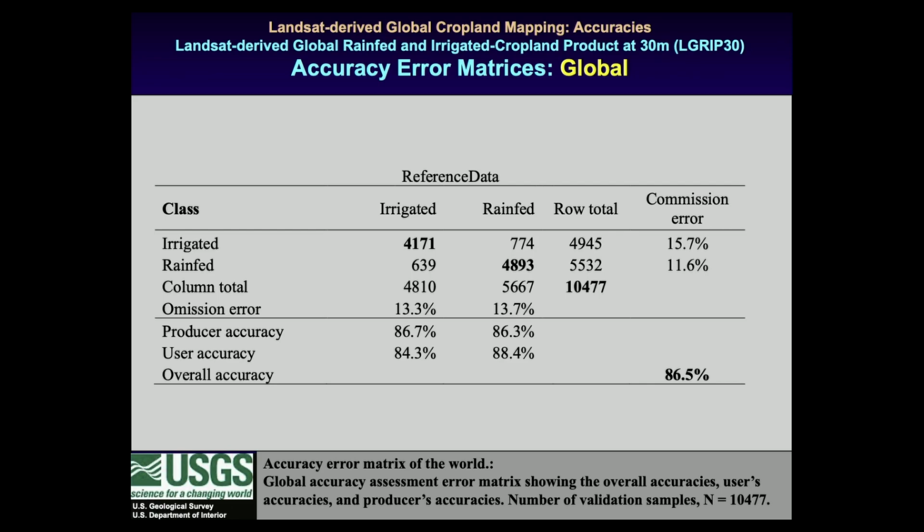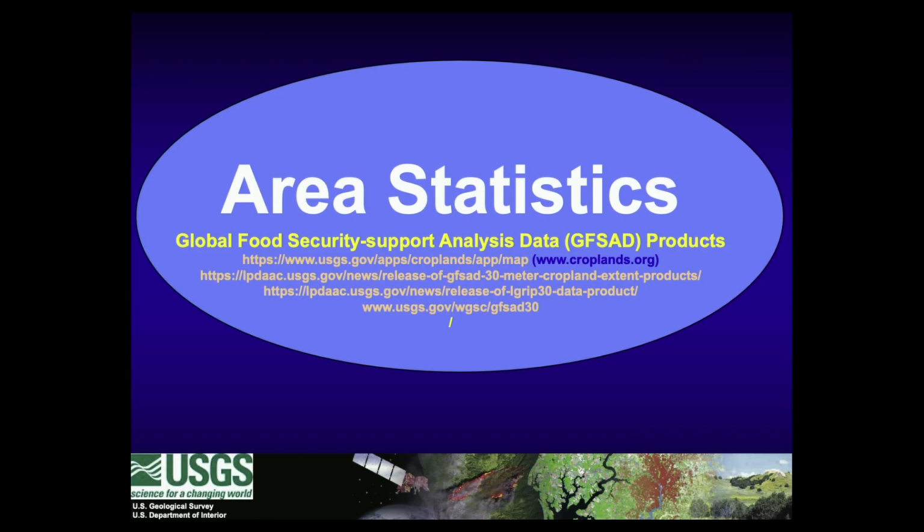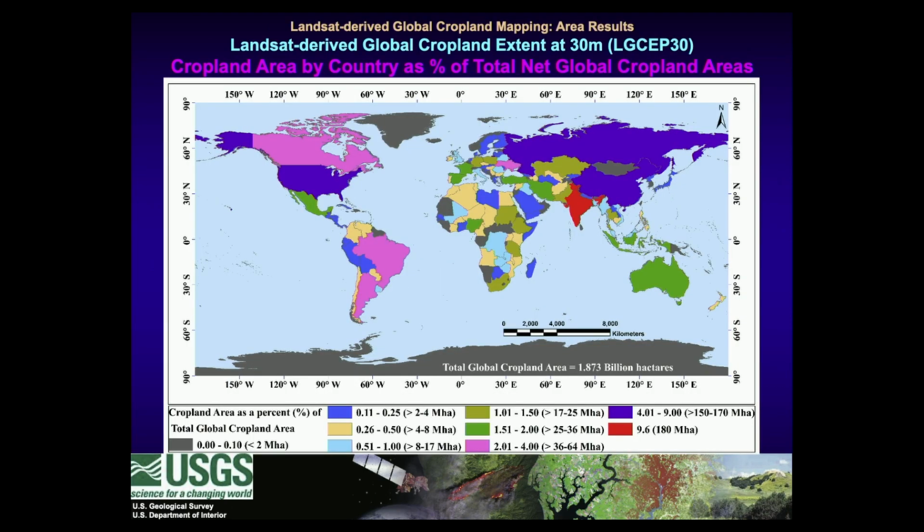That is quite inevitable, to have these errors of omissions and commissions in this kind of work, especially when you are doing global areas. Of course, there are multiple uses of this map. You can create these kind of beautiful maps to show, for example, India has about 180 million hectares of cropland, which is about nearly 10% of the global cropland area.